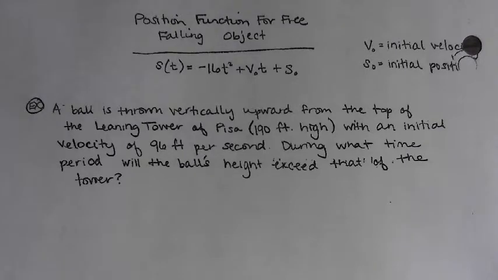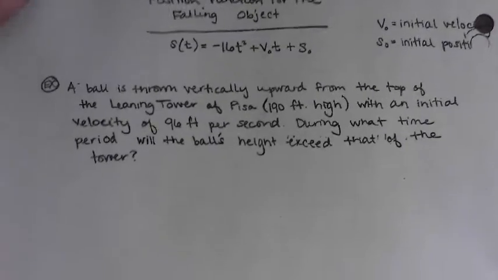Morgan, can you read that for me, please? A ball is thrown vertically upward from the top of the Leaning Tower of Pisa, 190 feet high, with an initial velocity of 96 feet per second. During what time period will the ball's height exceed that of the tower? I need a visual.